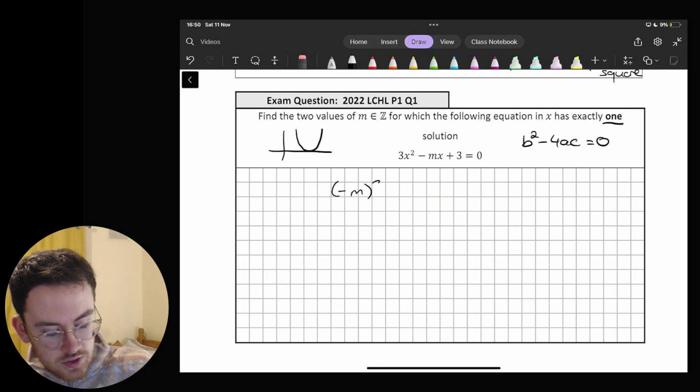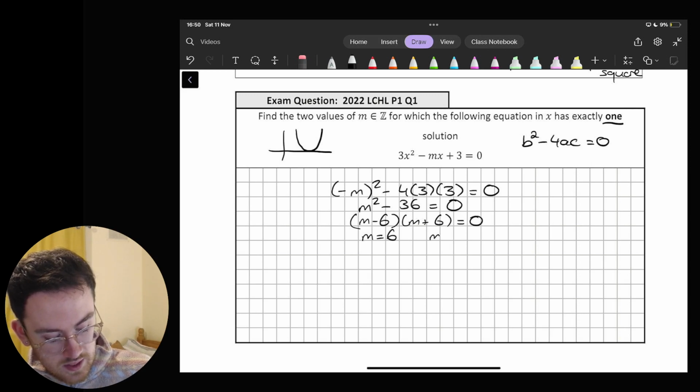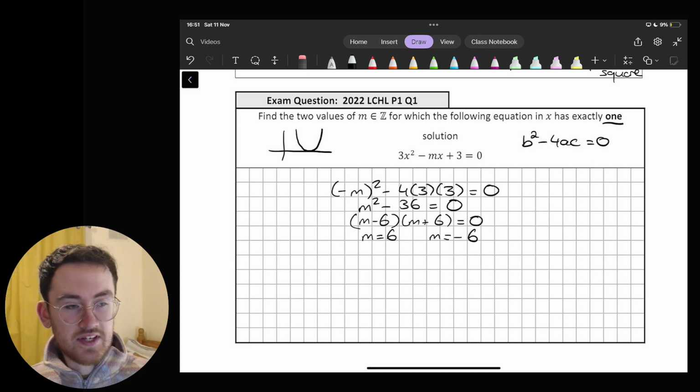So minus m squared minus 4 times 3 equals 0. m squared minus 4 times 3 times 3 is 36. So m minus 6, m plus 6. So I get that m is equal to 6, or m is equal to minus 6. That's my two answers there for that exam question.